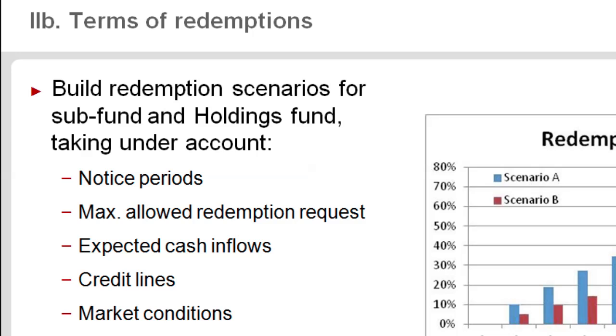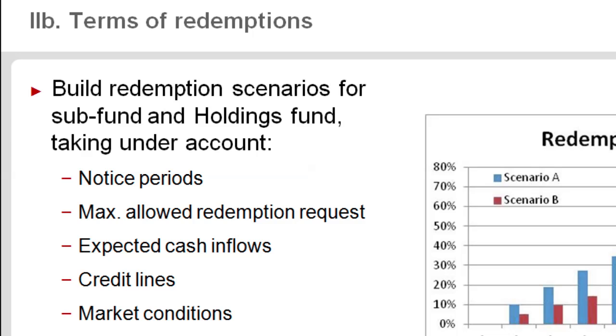In order to build these stress test scenarios, we need to take into account the notice periods of each fund, the maximum allowed redemption request according to each fund's policy, and eventually expected cash inflows from the sale of shares or any other factors, credit lines of course that may be in place and how these may change, as well as market conditions.